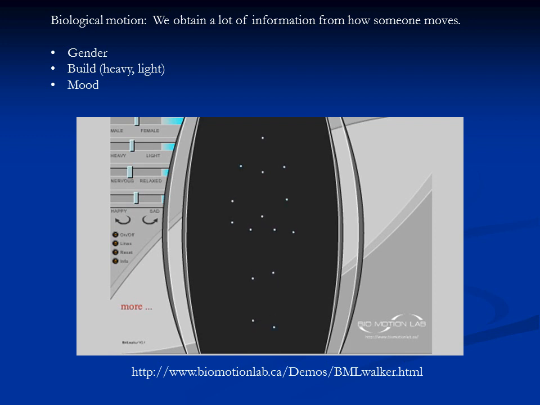I've provided the link at the bottom, so you can click on this on your own time and check it out. You can adjust the sliders in the upper left to get a more accurate representation of how a female moves, or change to a female who is light, nervous, happy, whatever. You can tweak it however you like. I'll, of course, have this presentation posted on ELC as a separate file for you to check out.